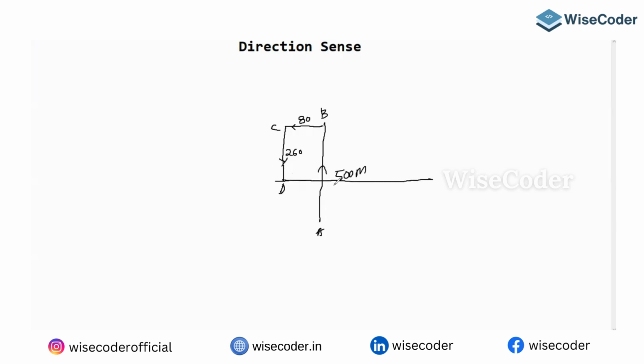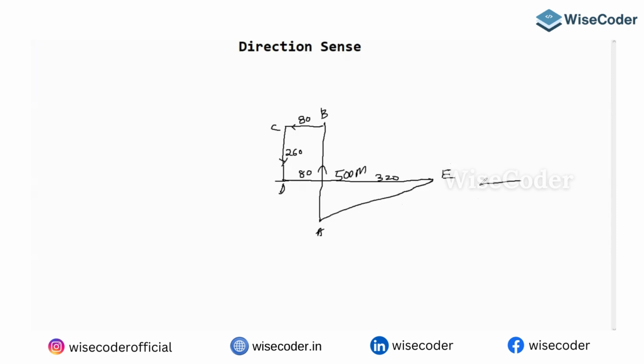The total distance is 400. So this is 80, so this will become 320, because the total is 400. So he stopped here, and let's say this is point E. He is asking from the starting point to the ending point, what is the distance?